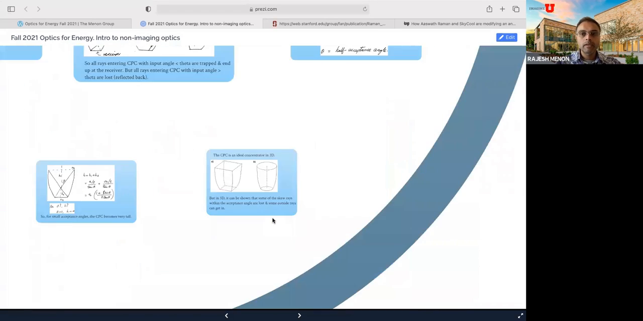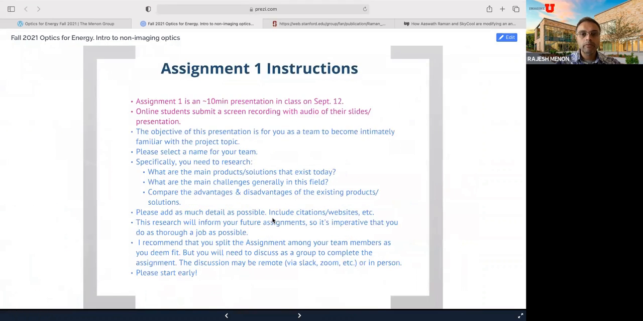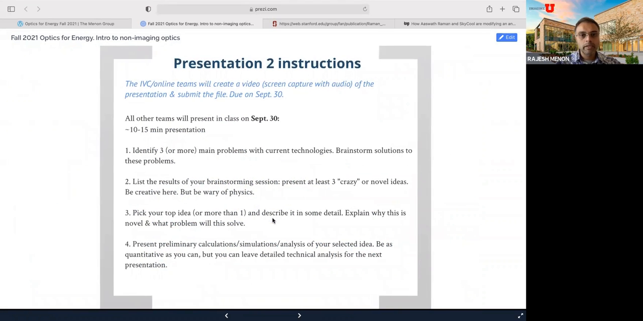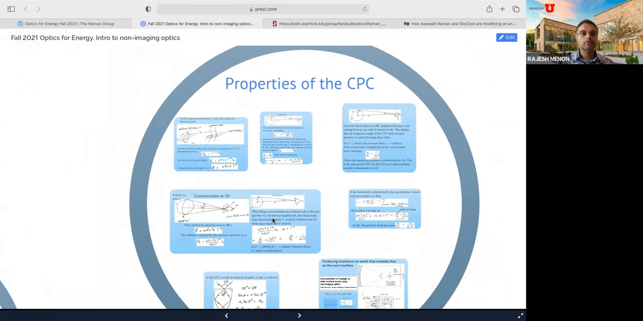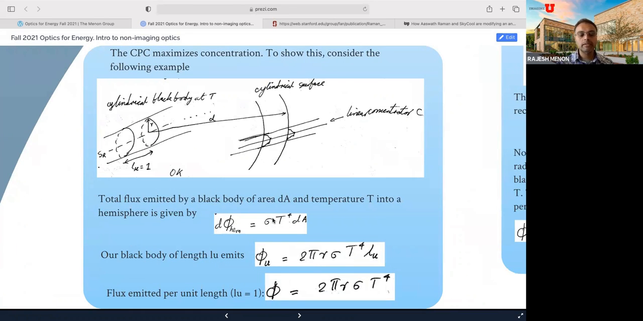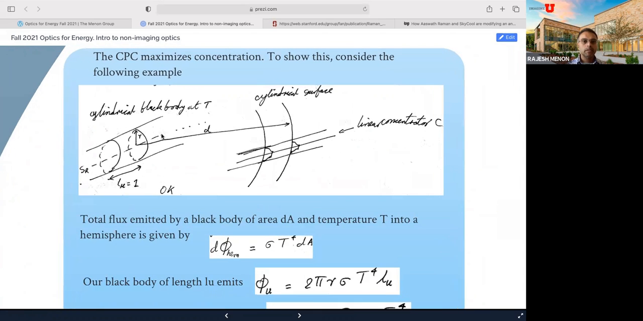Okay. Now, with that in mind, we are going into 3 dimensions, the real world, and we're going to do a little bit of math, to understand how the CPC concentrates and why it is considered optimal. Okay. So the CPC maximizes concentration. To show this, let's look at a very simple example shown here. So in this picture, what do we have? I'm going to zoom in.